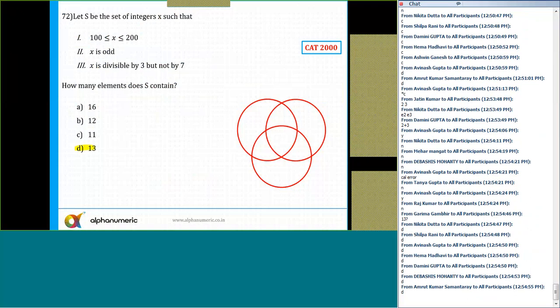Now it says, let S be the set of integers x such that x is lying in the range 100 to 200, x is an odd number, and divisible by 3 but not by 7.